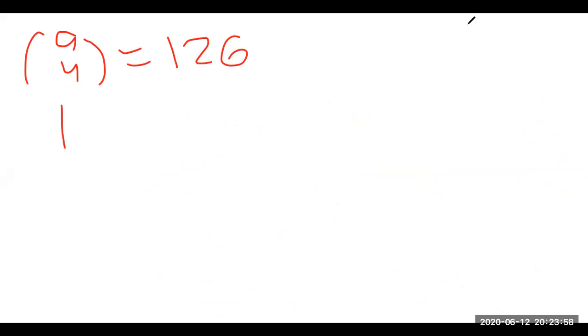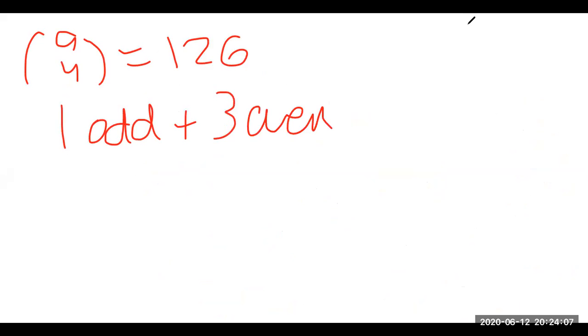So I took all the possible combinations, which is 9 choose 4, and I subtracted all the combinations in which there are 1 or 2 odd integers and the rest are even. So 1 odd and 3 even, or 0 odd and 4 even.